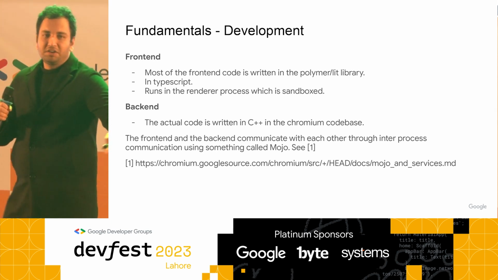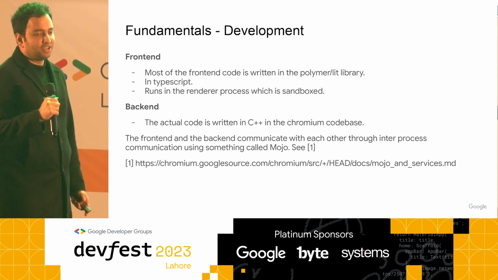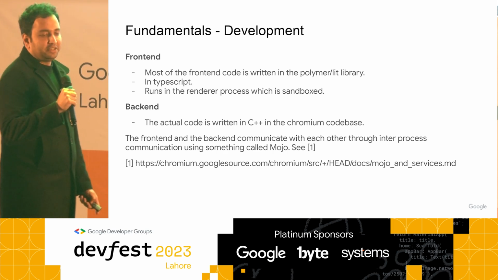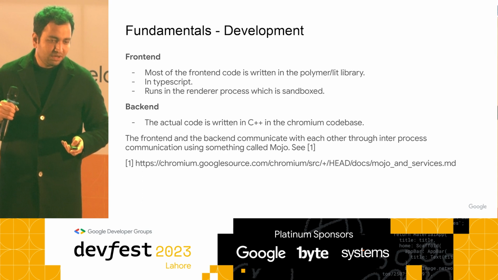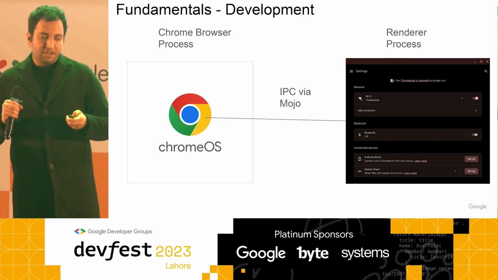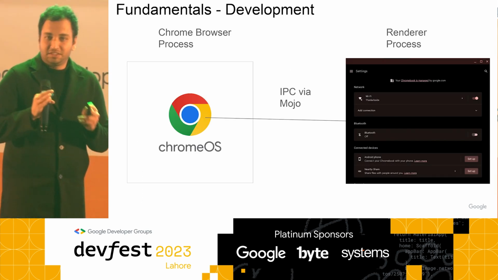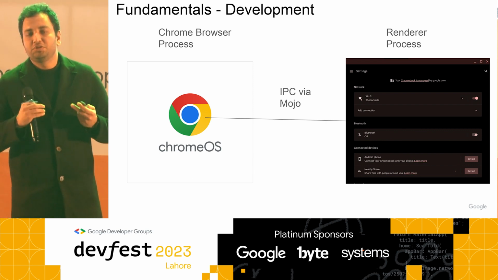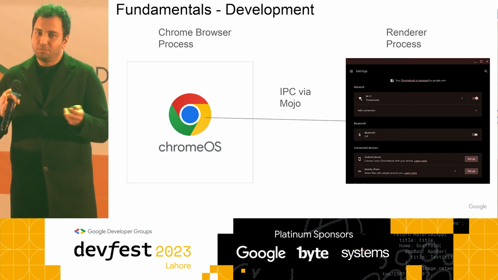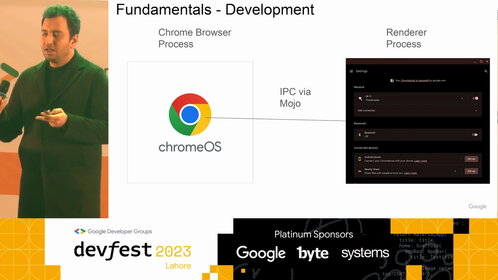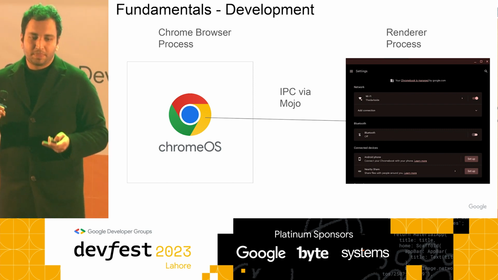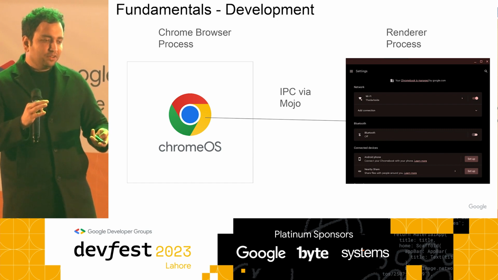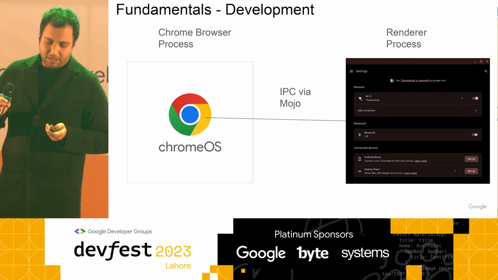So you see on the right side, I've opened the settings page, right? And on the left side, you have the Chrome browser process. On the right side, all of the code that you write is still JavaScript. We usually write it in Polymer or Lit, which is a web components library, right? And it's written in TypeScript. The backend code is actually written in C++.